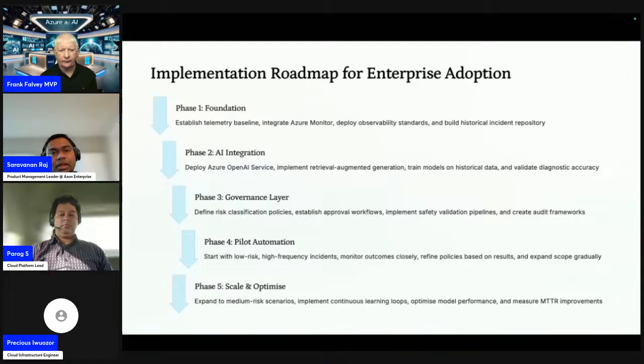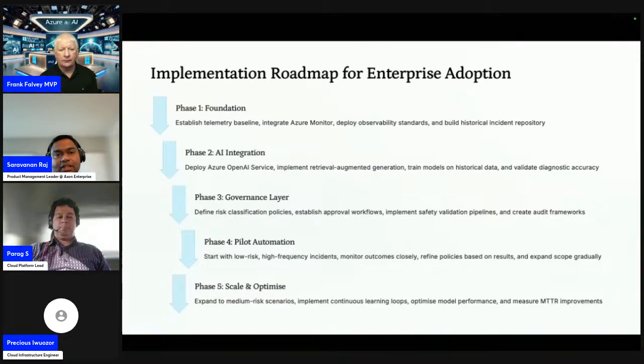And here is an implementation roadmap that any enterprise could also make use of. The first phase is the foundation. We really need a detailed telemetry baseline and integrated monitoring systems. It could be Azure Monitor, it could be your own monitoring system, but absolutely we need a really good monitoring system for observability signals, and we need to build a historical incident repository as well. Over a period of time, all of this becomes a knowledge base for the Gen AI model.